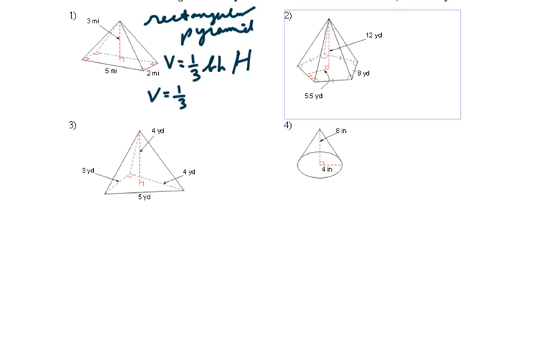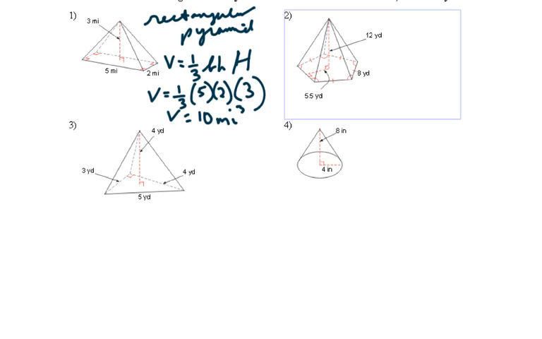Okay, so the little b could be 5. The little h is perpendicular to the 5, so that's 2. And then the big H is 3. Everything is explicitly given, but at your level, you should be able to use Pythagorean theorem if necessary, trig if necessary. So 1/3 times 5 times 2 times 3 is 10 cubic miles.